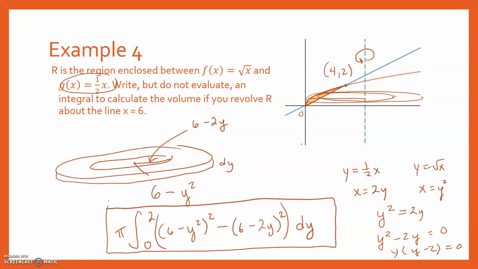So a couple of things. One, if you're spinning around a vertical line or the y-axis, then you're going to have a dy. If you're spinning around a line that's not an axis, you're going to have to subtract to get your radii. You want to take the further right curve minus the further left curve, or if you're spinning the other way, the taller curve minus the shorter curve. And you're going to have to find intersection points by setting your equations equal to each other. All right, that is volume using washers.